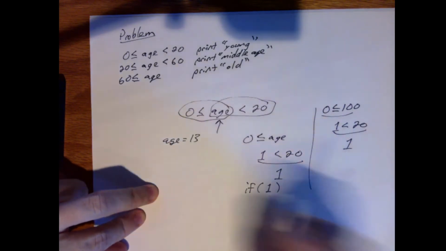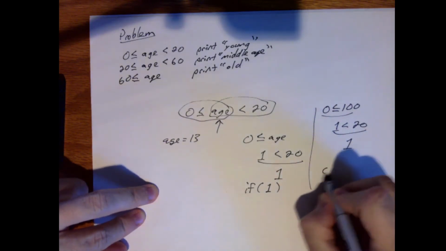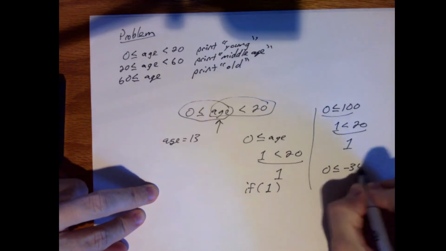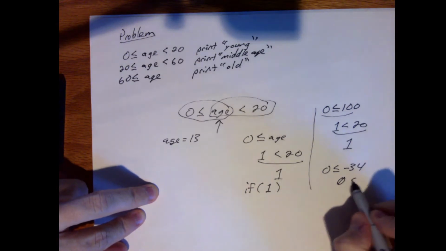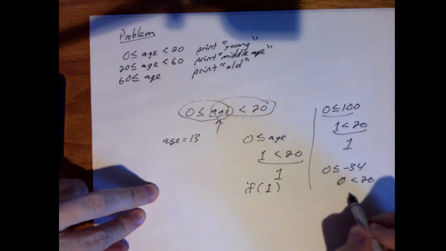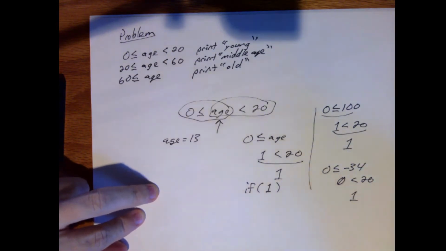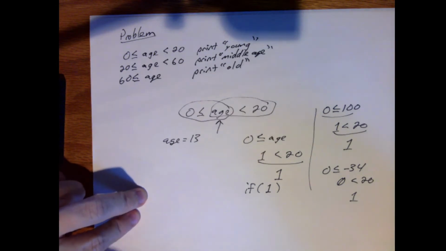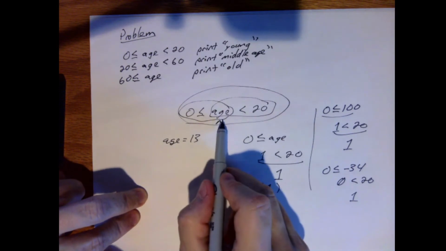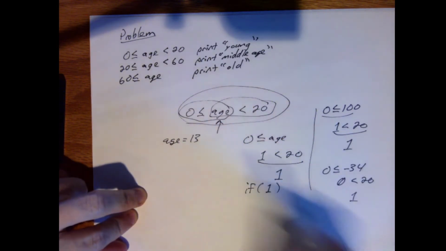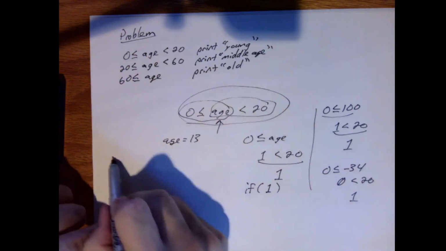What if I put in negative 34? 0 less than or equal to minus 34. This is false, so it's replaced by 0. And now we have 0 is less than 20, which is true. So we get 1, so it prints that you're young. So for this particular expression, if we write it that way, it's always going to evaluate as true. So what should we do about it?